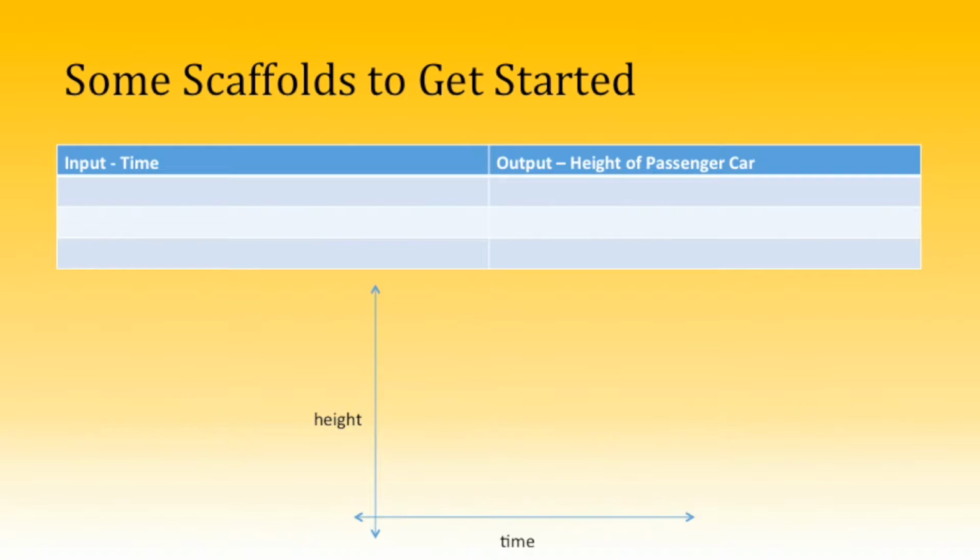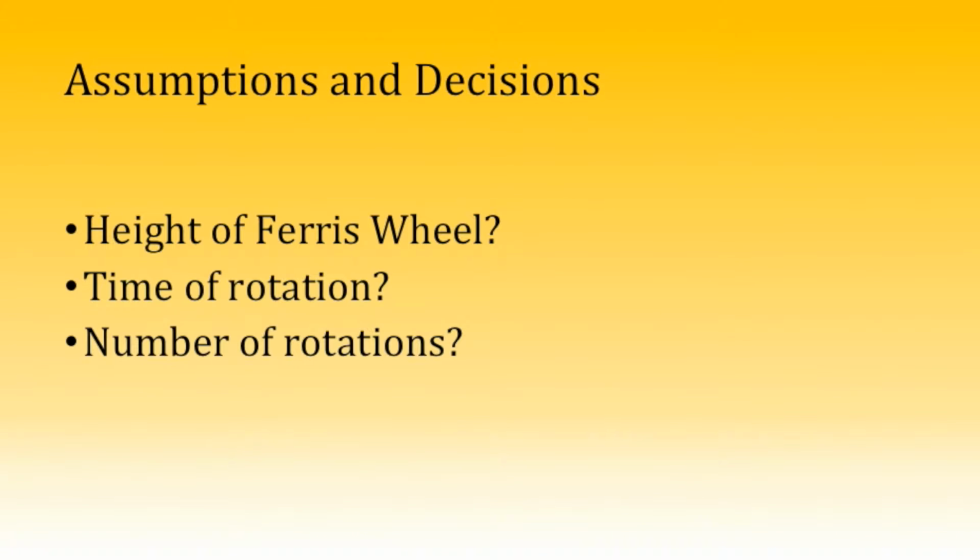A blank t-chart or set of axes might help them to realize that the height of the car depends on time. Once they realize what variables they are graphing, they're going to have to make some initial assumptions and decisions in order to sketch their graph.